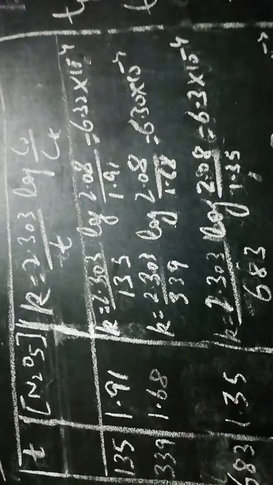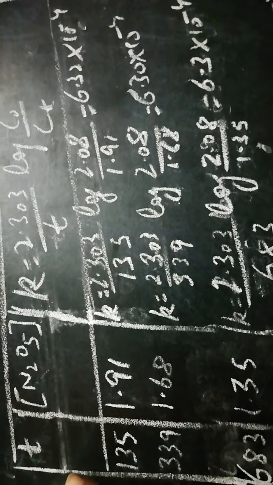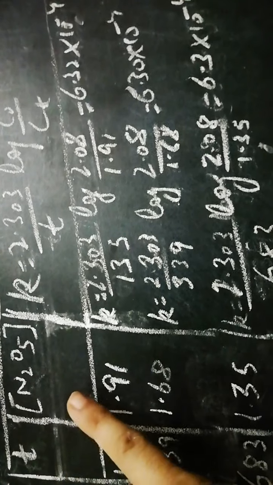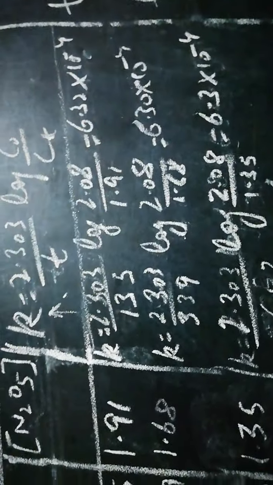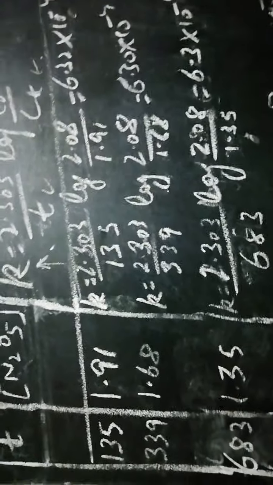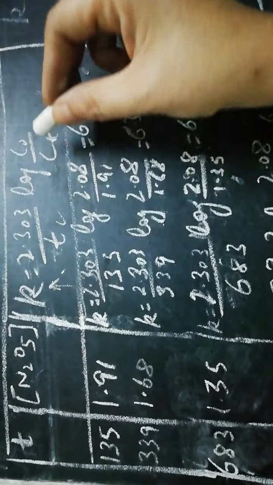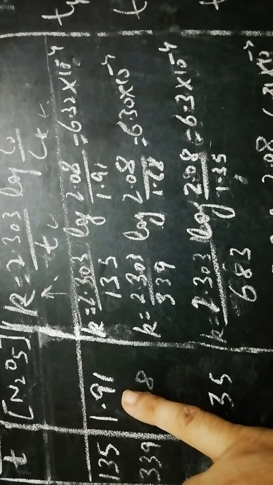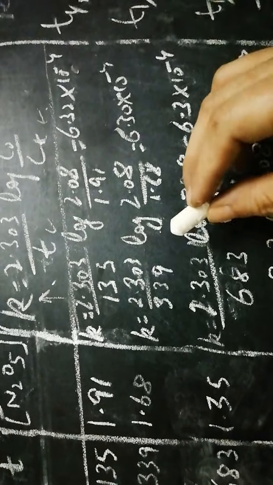So we will draw this table. In the first column we have written time. In the second column we have written the concentration of N2O5, and in the third column we have found the value of K at different instants of time and at different concentrations of N2O5. So this is our equation: K is equal to 2.303 upon t log C naught upon Ct. At 135 seconds, the concentration of N2O5 is 1.91. This is given in the numerical. So you have to find the value of K.